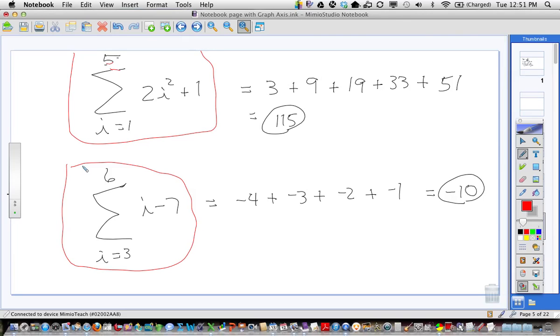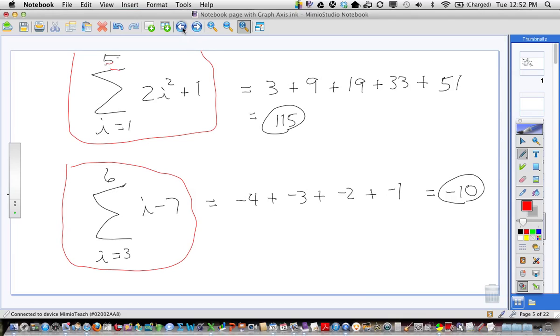3 minus 7 is -4. But then it has to go to a 4. You get -3. Then a 5. Then a 6. And then you add them up. Okay, that's it. Sigma notation. Not hard at all.